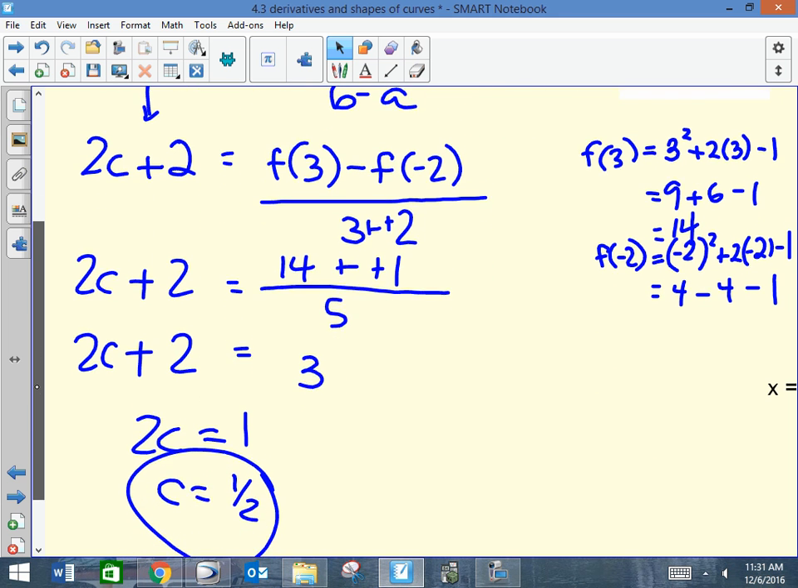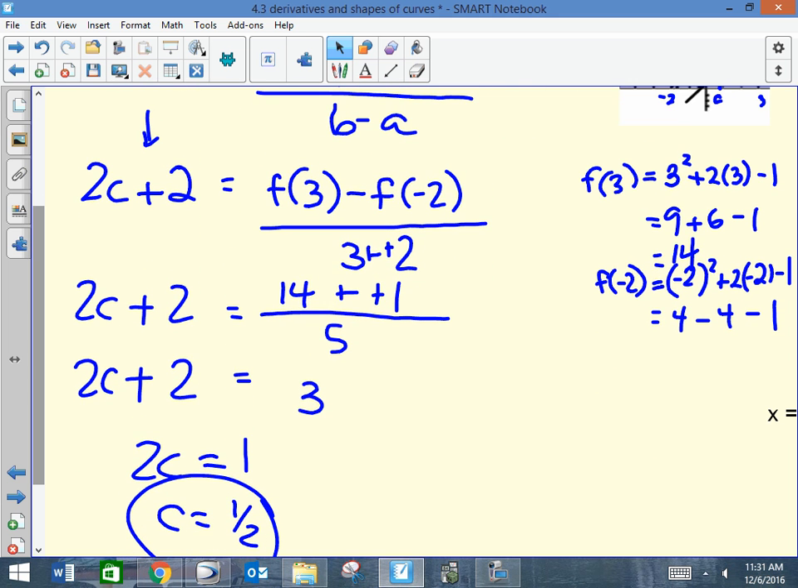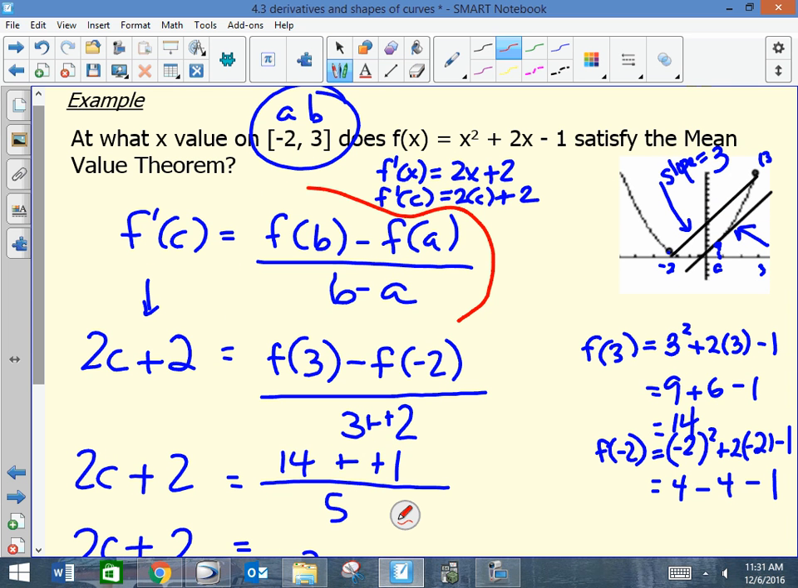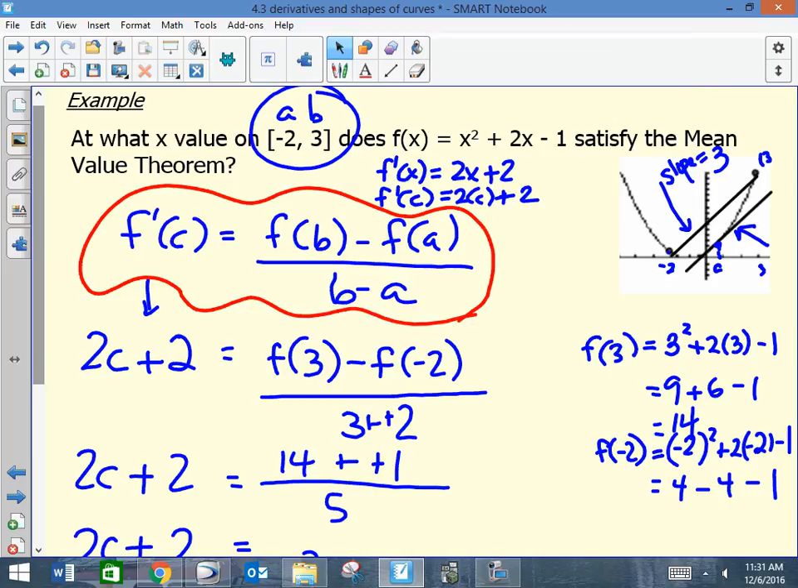Any questions on what we did? I just worked one side, then you worked the other side, then you put them equal to each other. But this is the piece that you'll want to remember, the mean value theorem, assuming you have a continuous and differentiable function. Okay? All right.